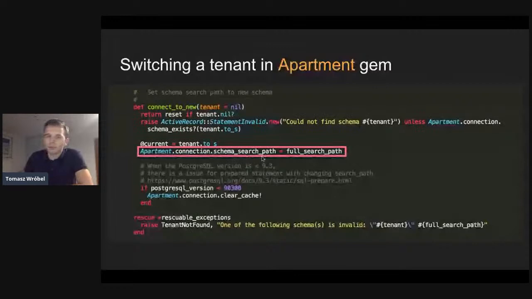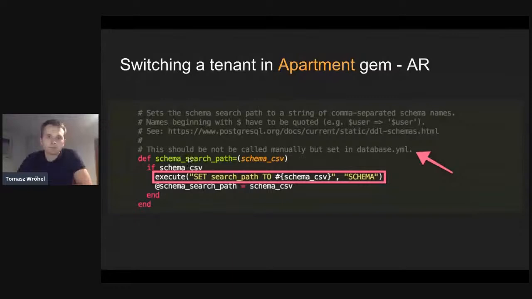Okay, let's see what it does inside ActiveRecord. This is basically a setter which does something under the hood. Interesting magic. It executes a SQL statement which sets the search path to the schema. So you can also see the comment saying that this should not be called manually but set in the database YML. So that's the basic functionality, and we can already see that we are kind of abusing the functionality a little bit. Okay, but maybe it works.